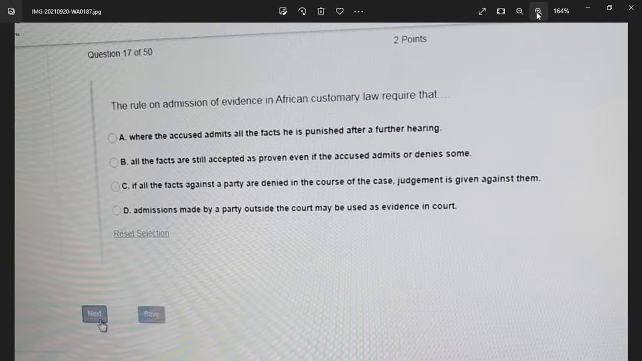The rule on admission of evidence in African customary law requires that, question 17. My answer is option D: admissions made by a party outside the court may be used as evidence in court. This statement is written just like that in the study guide. I found this on page 131 of your study guide.